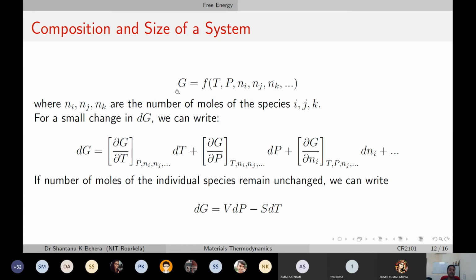So that's why we write G is a function of Ni, which is the number of moles of component i, and Nj, which is the number of moles of another species j, and k, and things like that. And this is a common or generic representation of many species influencing the total free energy of the system.